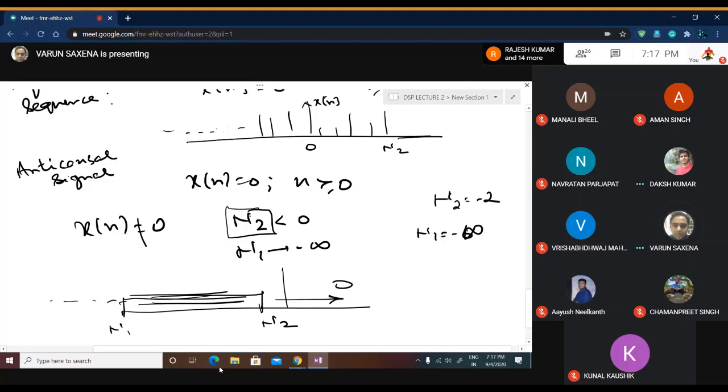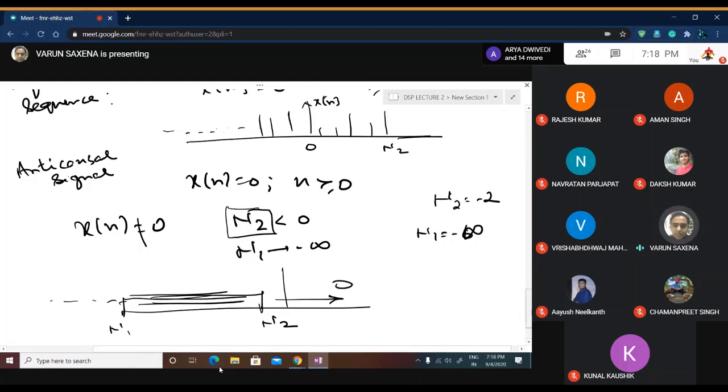Understand what I'm asking. I said a sequence will always be anti-causal if n2 is less than 0. What is the condition on a sequence in terms of n1 and n2 for it to be always causal? n1 greater than 0. Yes, n1 greater than 0, then the function will always be causal. So these are some very tricky objective questions that are sometimes asked, which people must understand.